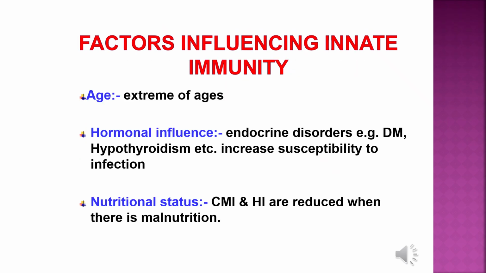Now we will see factors responsible for innate immunity. It is age: extremes of ages have low immunity. Then hormonal influence: endocrine disorders like diabetes mellitus and hypothyroidism increase susceptibility to infection, so that means low immunity. Then nutritional status: malnutrition lowers cell-mediated immunity, and humoral immunity, that is antibody-mediated immunity, is also low in malnutrition.